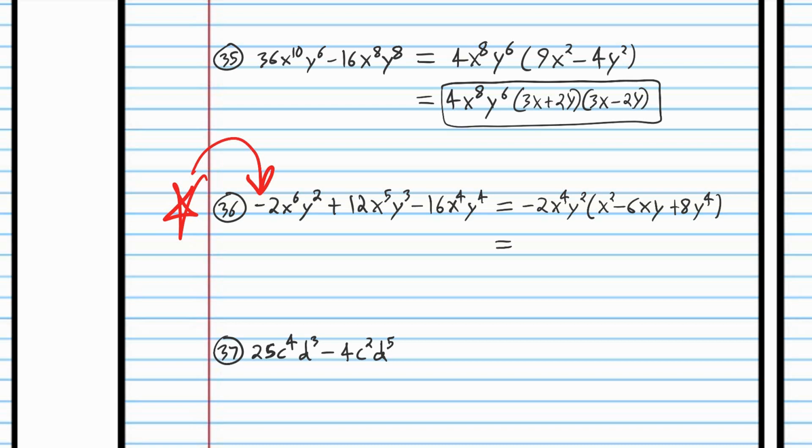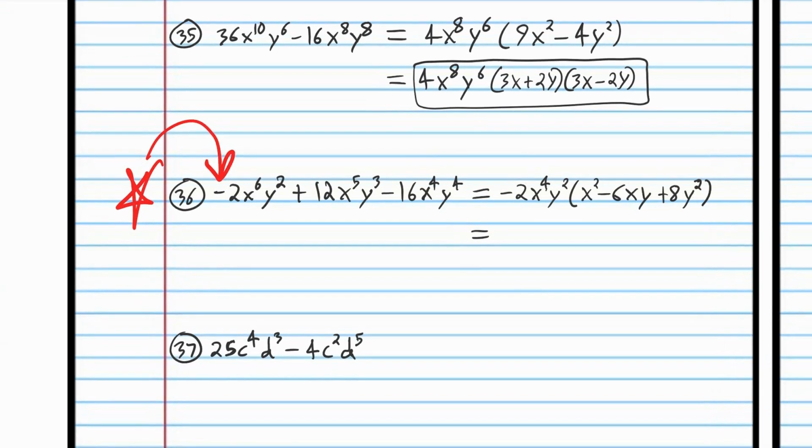I think that's correct. Let me double check. Actually, that is not correct. I need a y to the 4th on the end. You see how I caught myself? You've got to double check when you're factoring out the greatest common factor. So let me check that last term now. Looks correct.